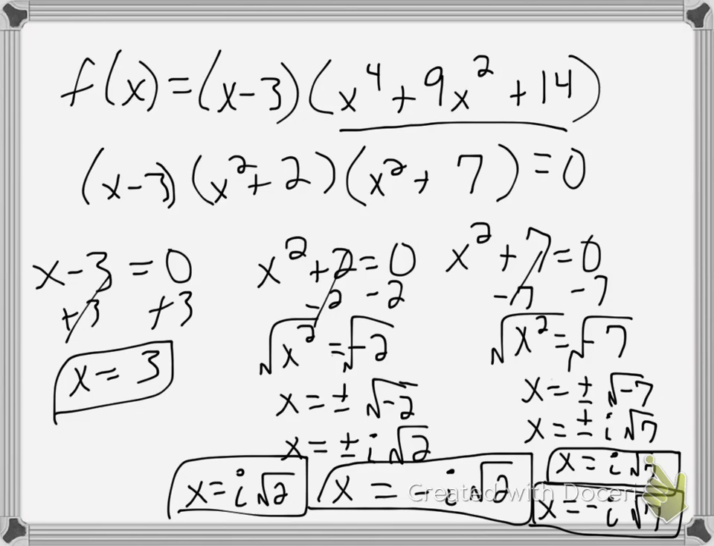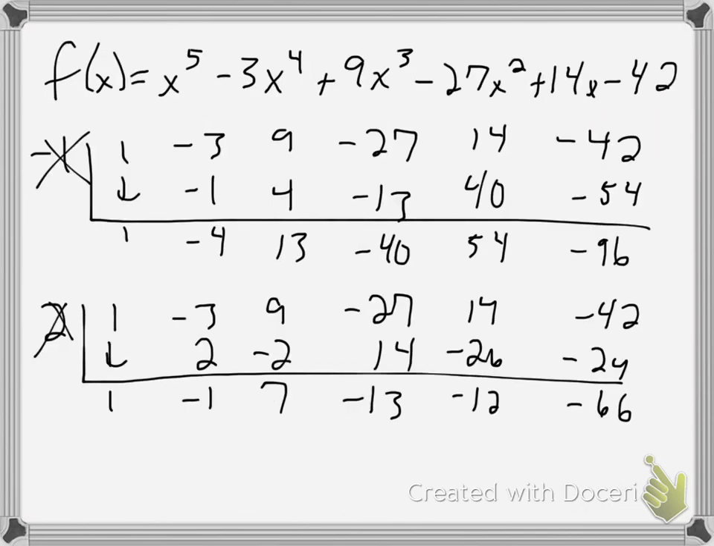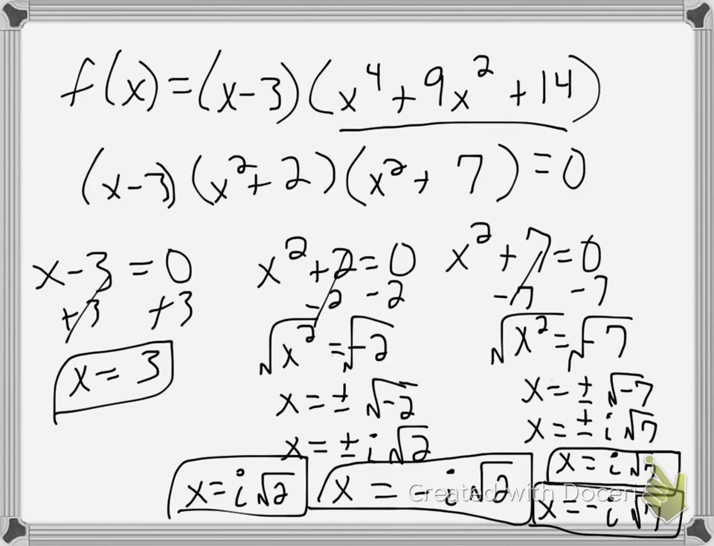So as you can see, if we go back to our combinations, we had 1 positive real zero, 0 negative real zeros, and then 4 imaginary zeros. Those last 4 that I found were imaginary. They have that i value in them. I square root of 2, negative i square root of 2, i square root of 7, negative i square root of 7. My only real zero was positive 3.